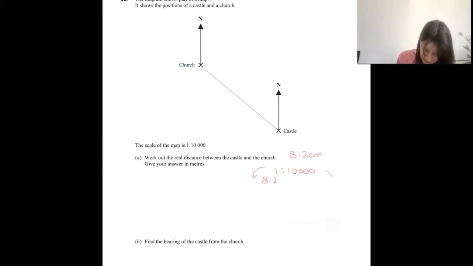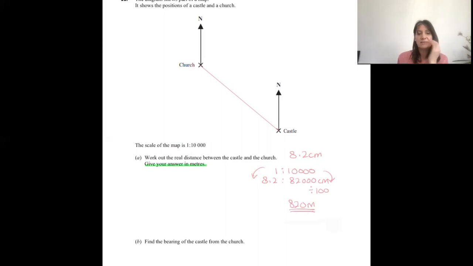So we're going to do the same on this side, and it's going to give me a real distance of 82,000. Now remember, my measurement was in centimeters, and they very clearly asked me to give my answer in meters. So I am going to need to always look back and see what it is they want. I'm going to divide this through by 100 because there are 100 centimeters in a meter, and I get a final answer of 820 meters.